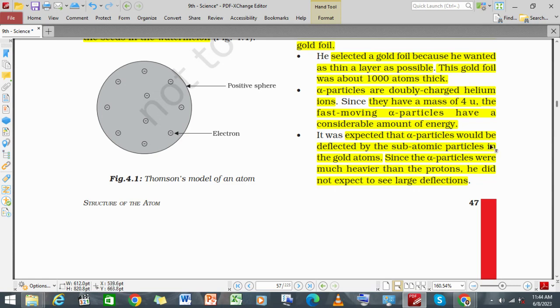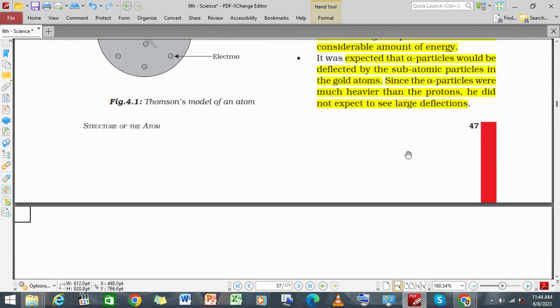Now, in the gold atoms, since alpha particles were much heavier than protons, and alpha particles were doubly charged, they were much heavier than protons, and a proton is already 2000 times heavier than an electron. So he did not expect to see large deflection.